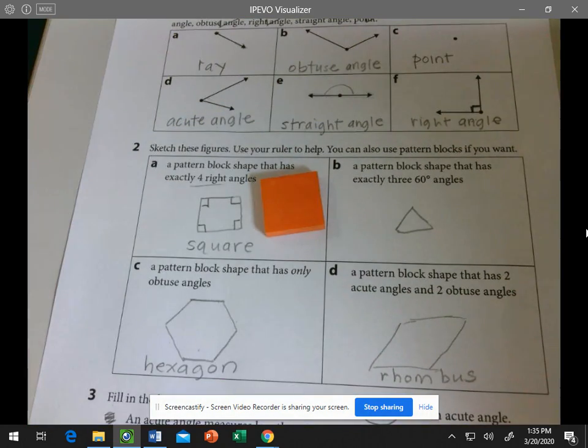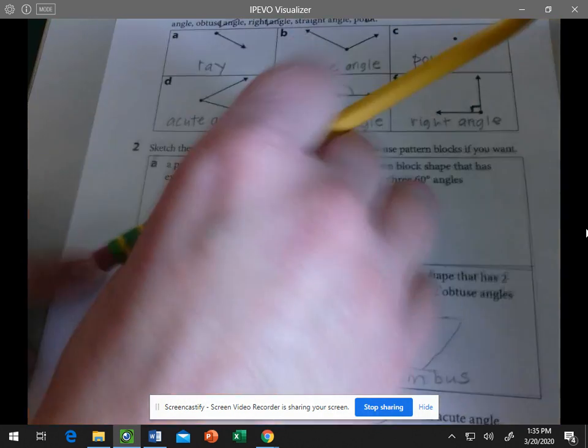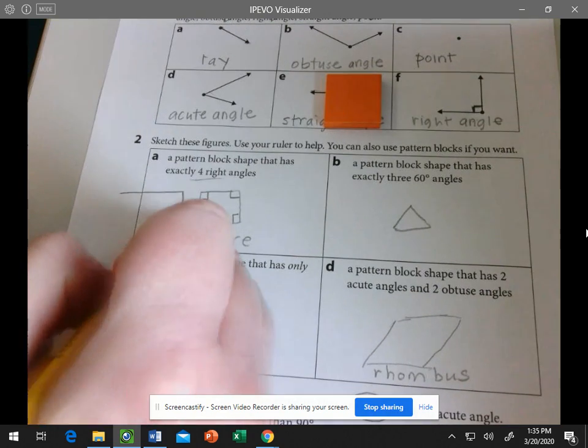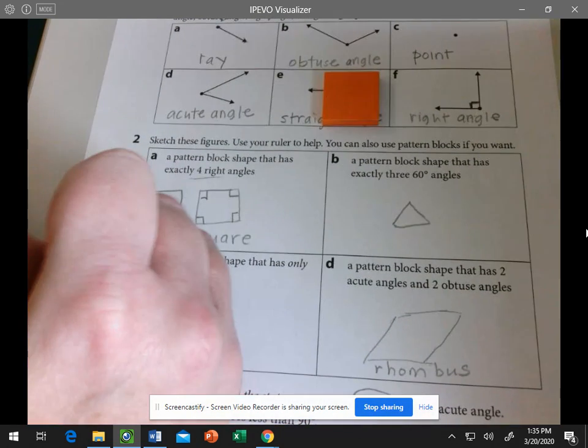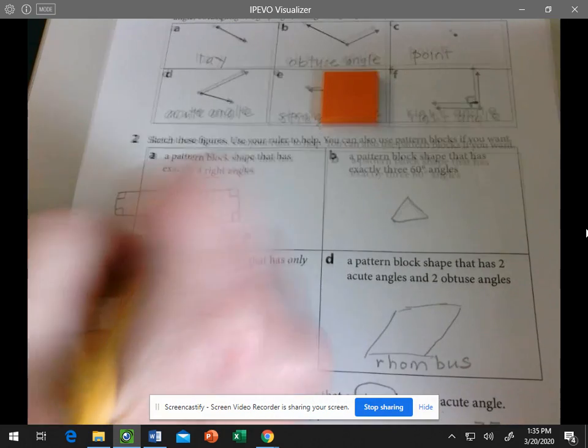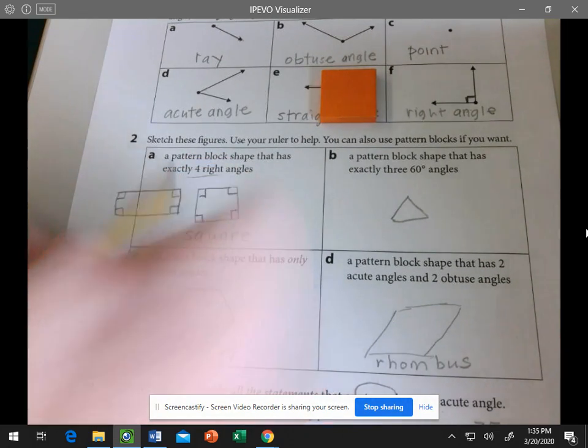They could also, because they're not using pattern blocks, put a rectangle, and that would be correct. It's just not one of our pattern blocks. Oh, yeah, you could do that one. You could do a rectangle. So if you put a rectangle, you're right. There's 4 right angles, but it's not a pattern block. I would give you credit on that one.